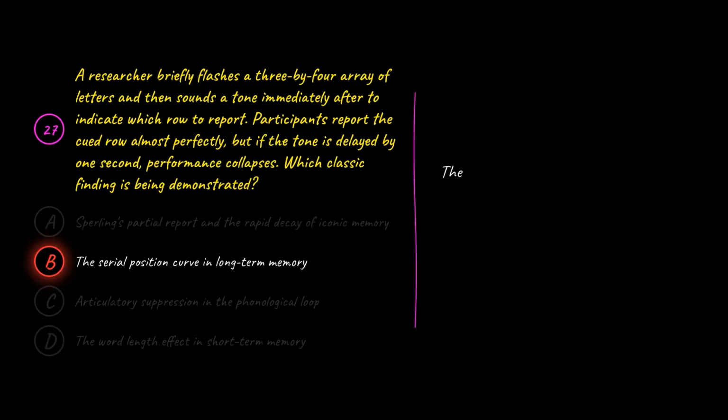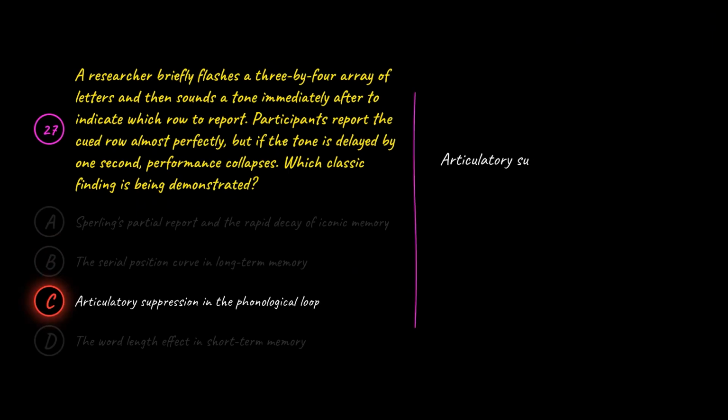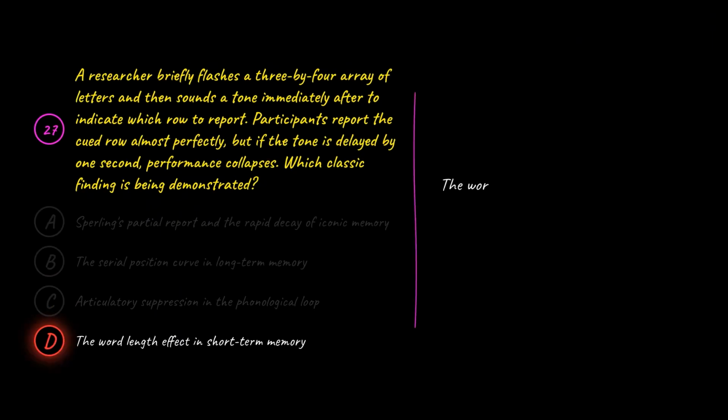B is wrong because the serial position curve plots recall accuracy against item position in a list and addresses long-term and short-term memory together, not iconic decay. C is wrong because articulatory suppression blocks subvocal rehearsal and reduces phonological similarity effects, but it is not the mechanism behind the partial report finding. D is wrong because the word length effect concerns how long words are harder to rehearse, not the rapid decay of a visual sensory store.